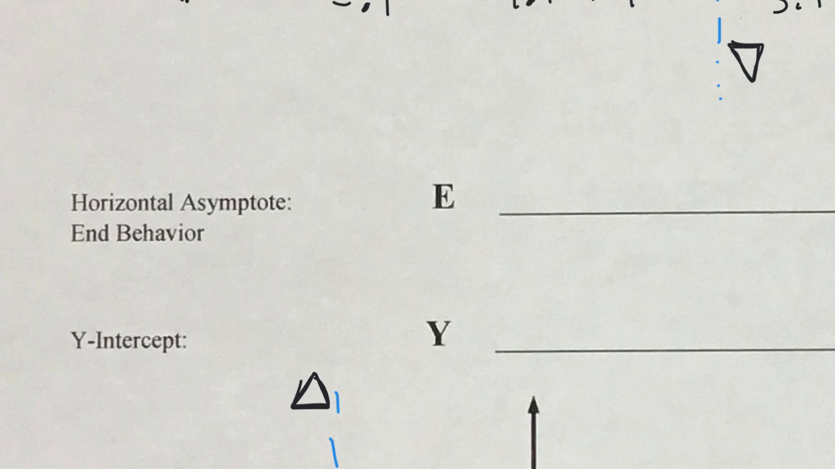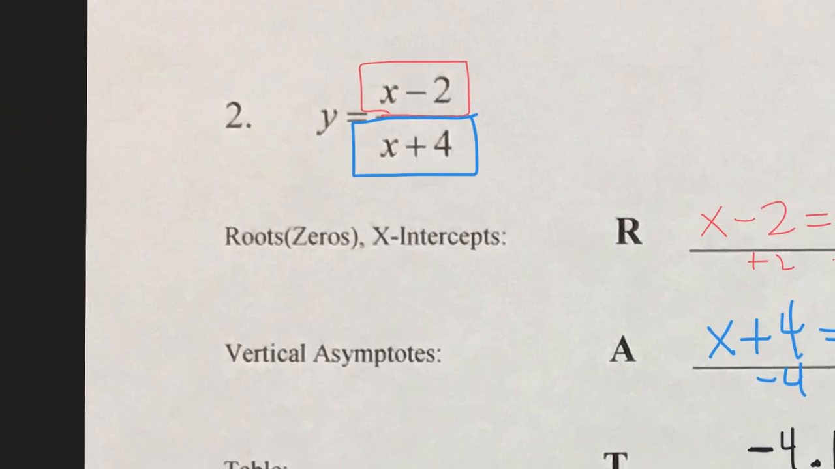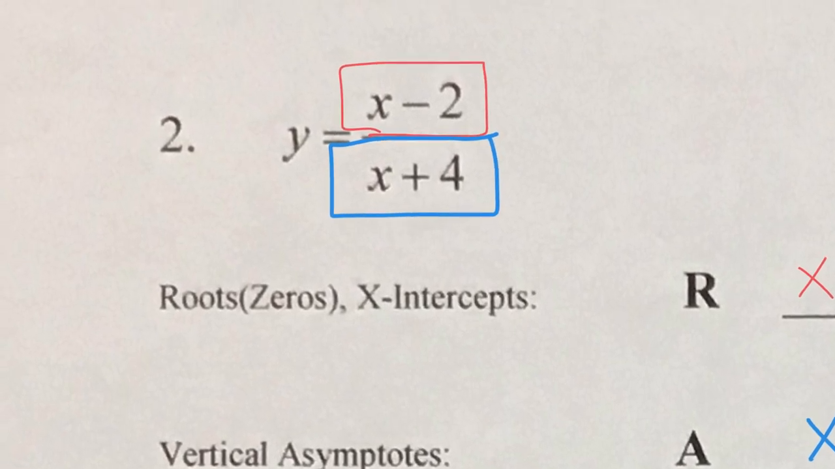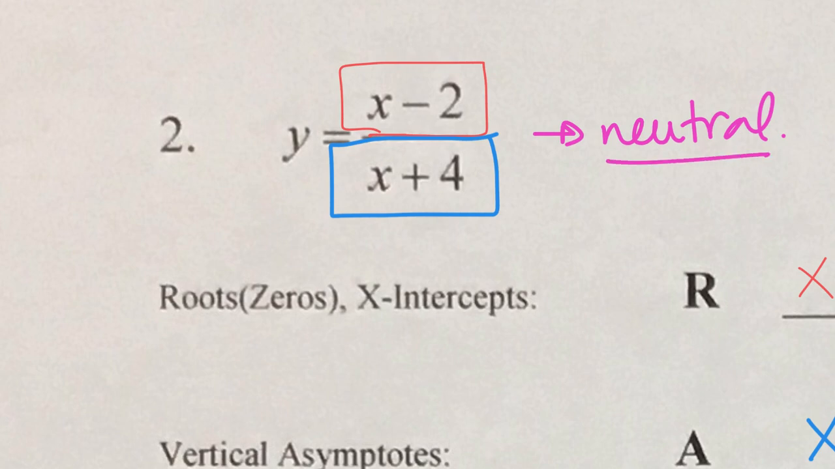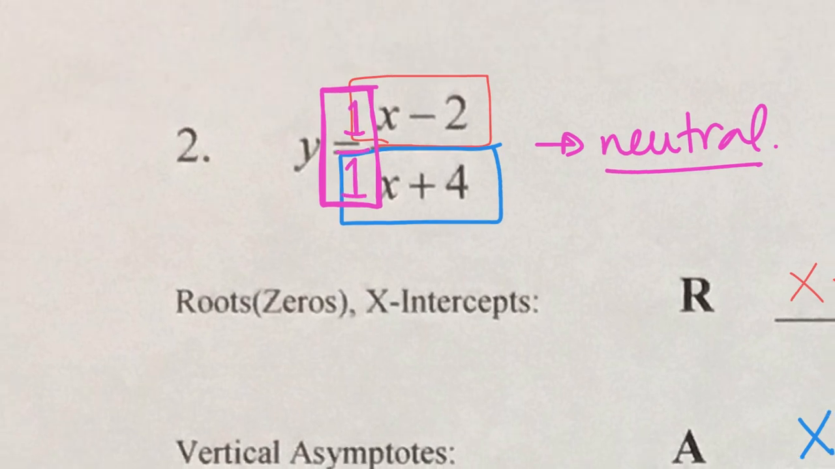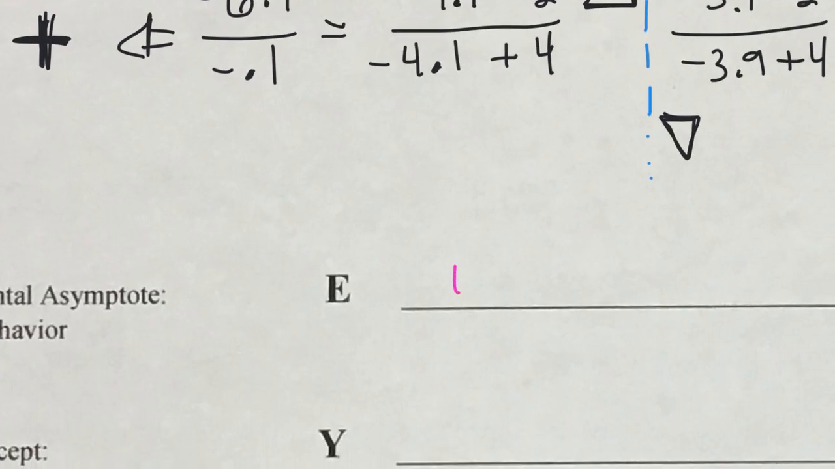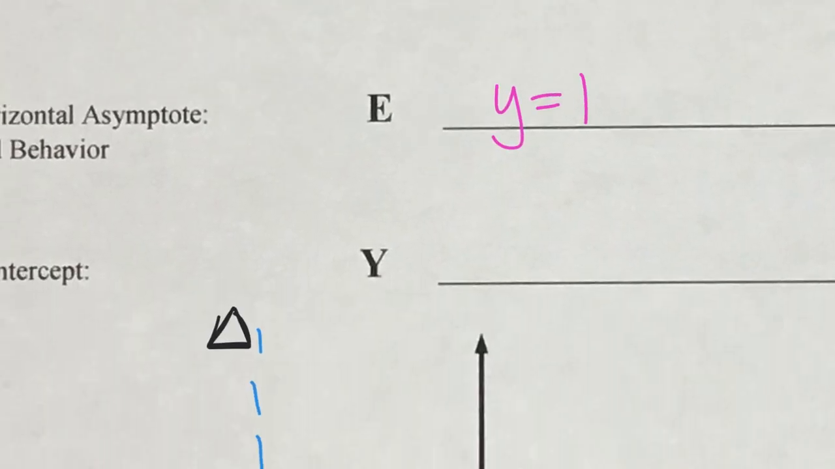Okay, horizontal, right? What type of a function is this? It's x minus 2 on top and x plus 4 on bottom, so this is a neutrally heavy graph, right? We have x on top, a single x over a single x. x over x is the same, right? Not x squared, not x cubed. It's neutral, so then we look at your coefficients. What is the coefficient of the top x? 1. What is the coefficient of the bottom x? 1. So 1 divided by 1 is 1. So we have a y equals 1 horizontal asymptote.